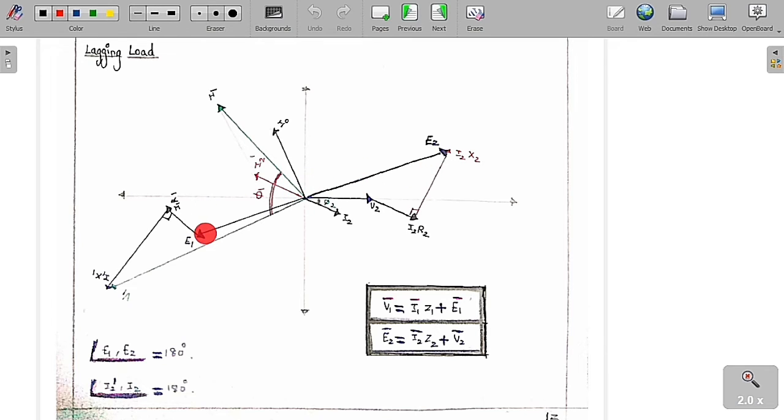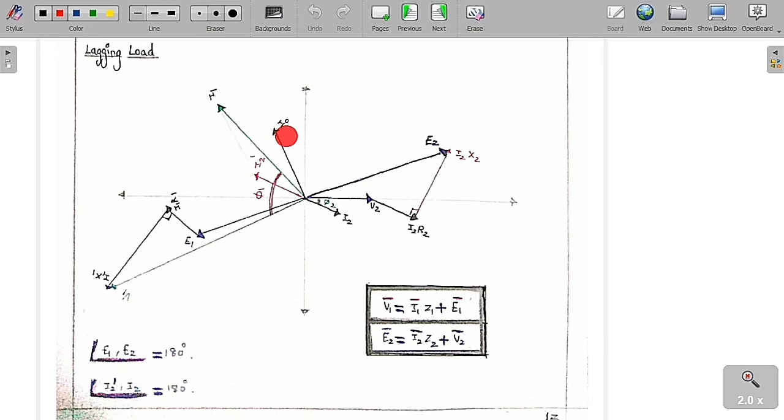So this is I1. As I have already told you, the flux in the core is going to lag by 90 degrees. Let me assume the flux is going to lag by 90 degrees. Because of that, I0 is also going to flow, somewhere here. I0 is always going to flow somewhere here.